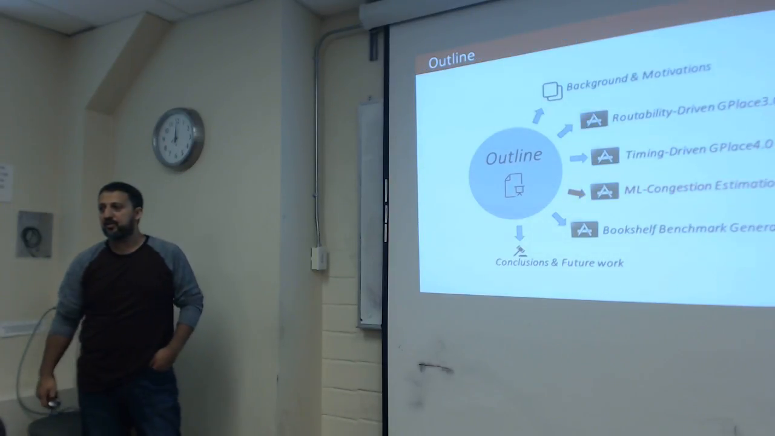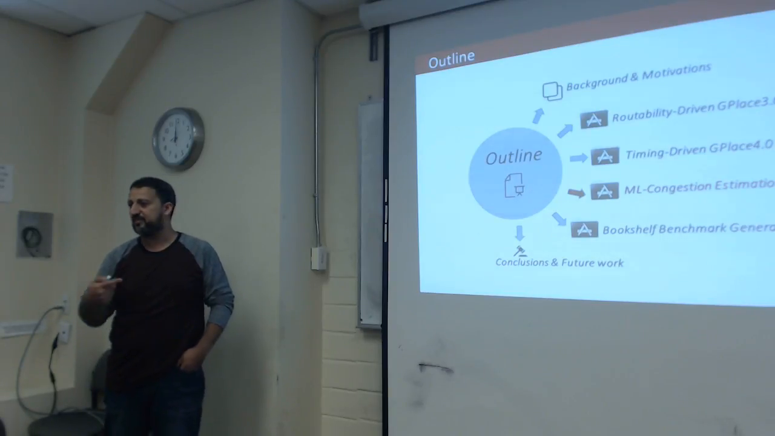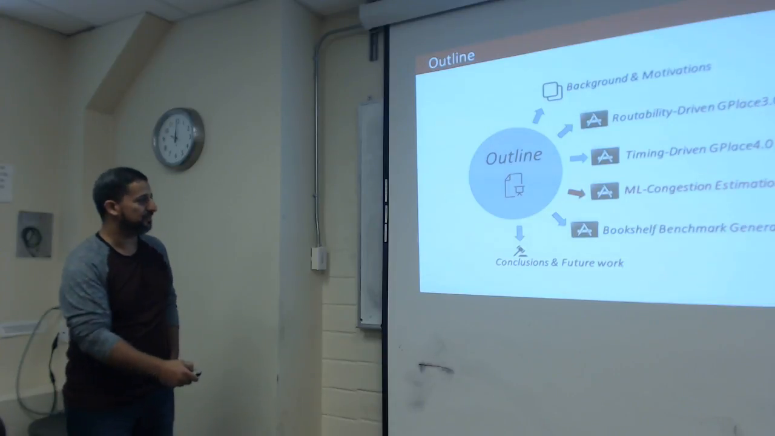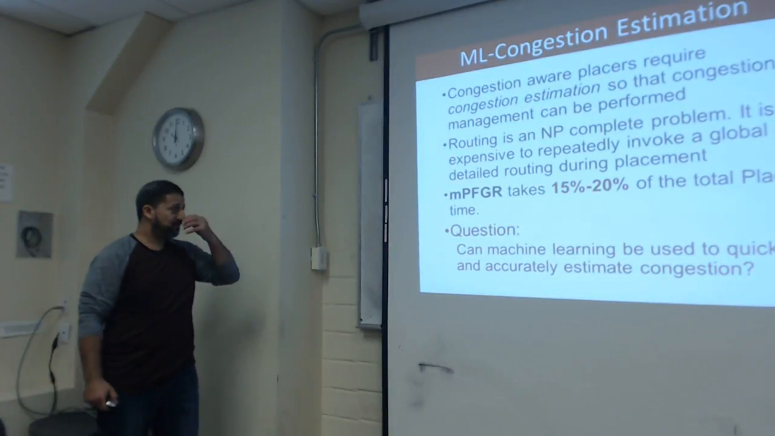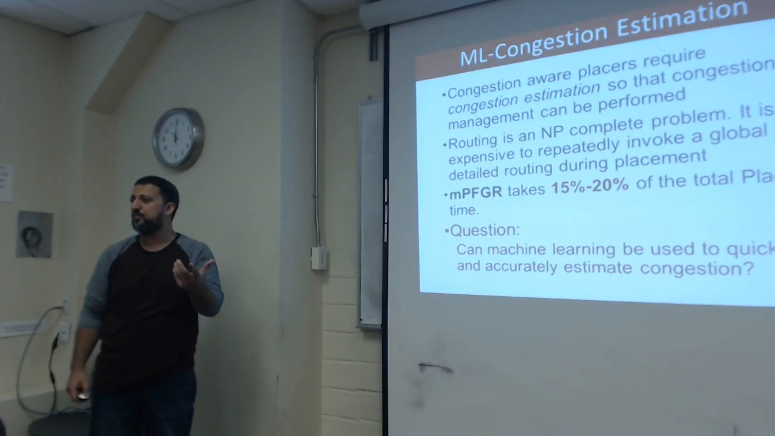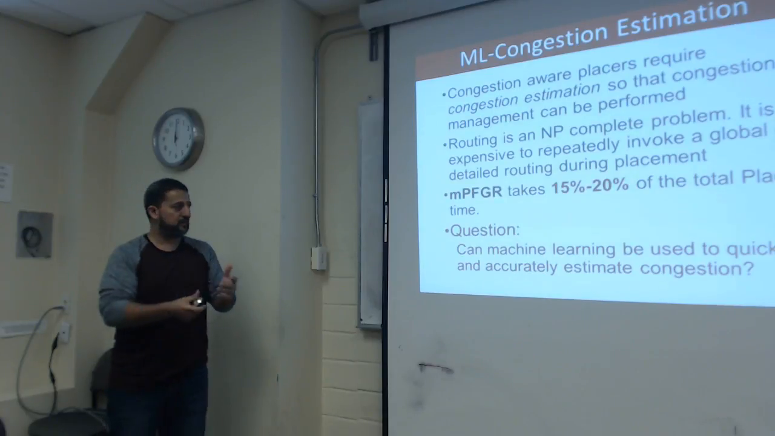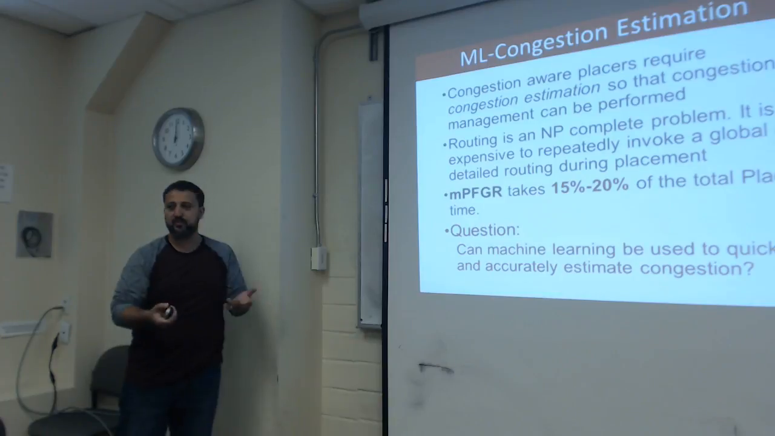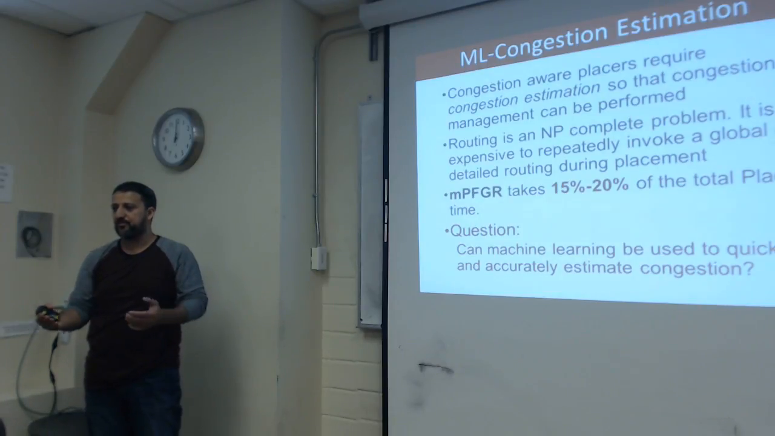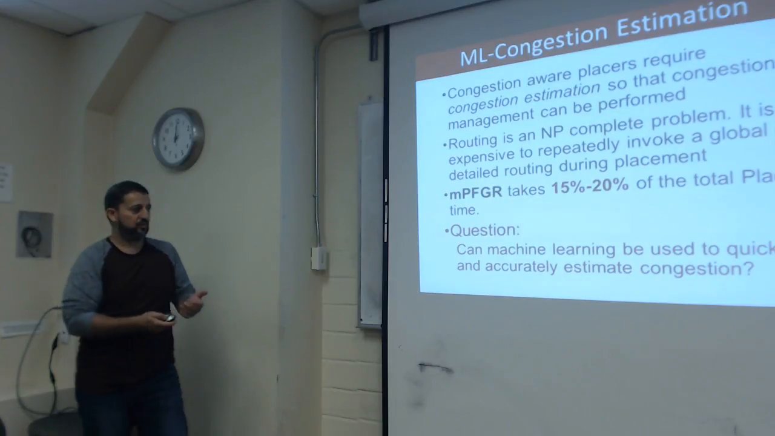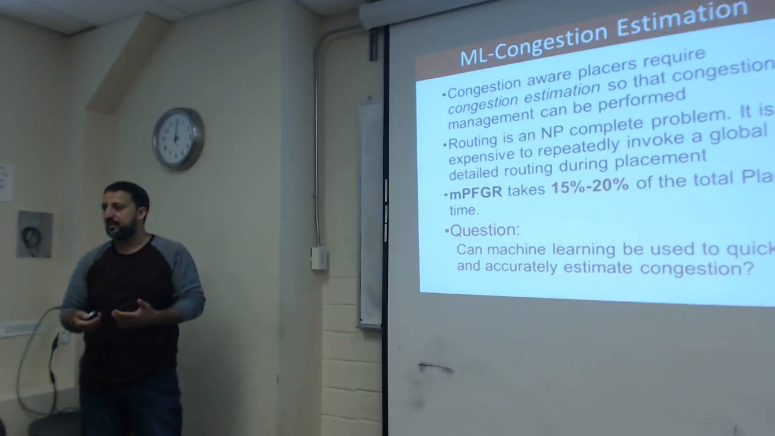Now for machine learning congestion estimation, this paper was presented recently in FDL and got the best paper award. Very simple, but I think it's effective also. Now here, instead of using the global router to estimate the congestion, which is the heat map, it takes maybe 15 to 20% of our flow. And if we use the global router frequently, it may take more than that. So can we estimate or predict those heat maps using machine learning?